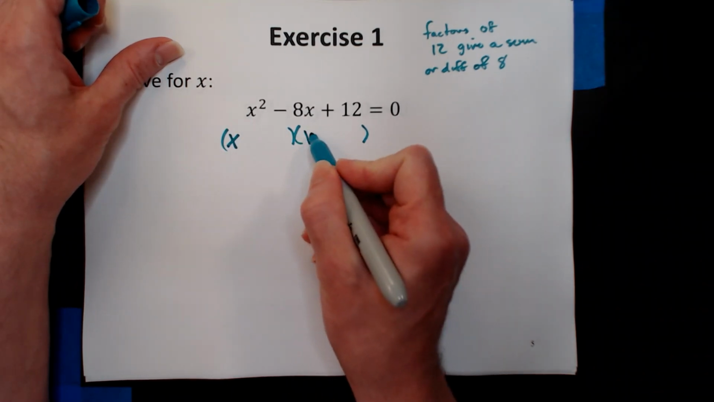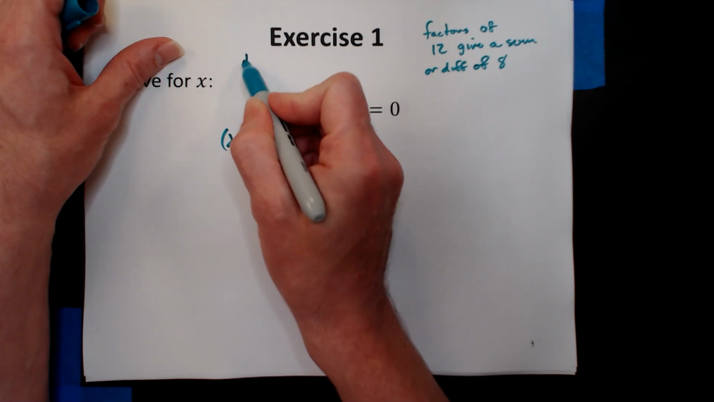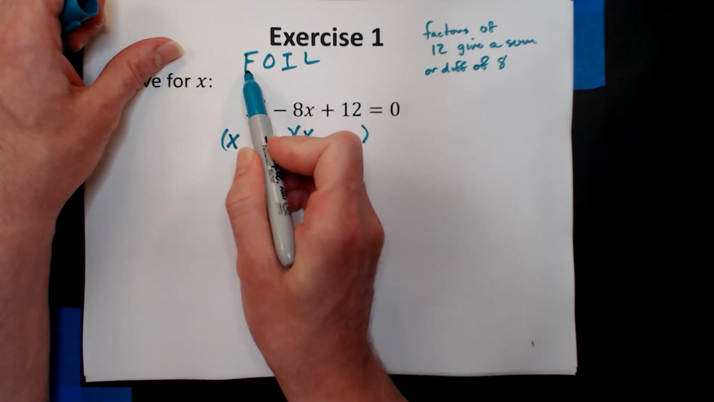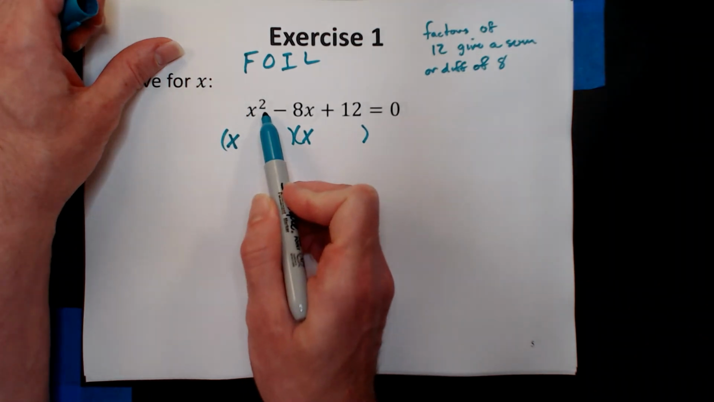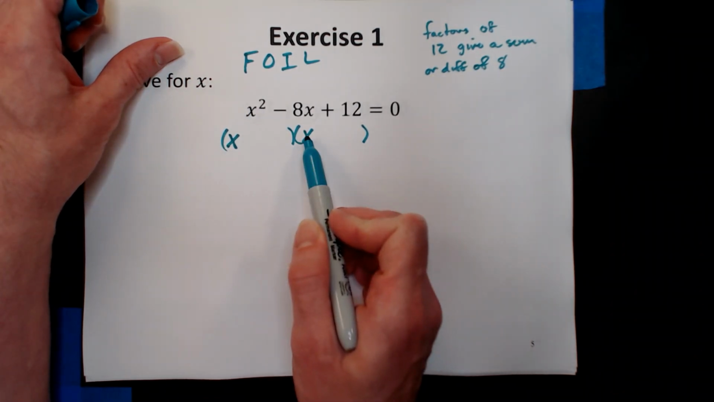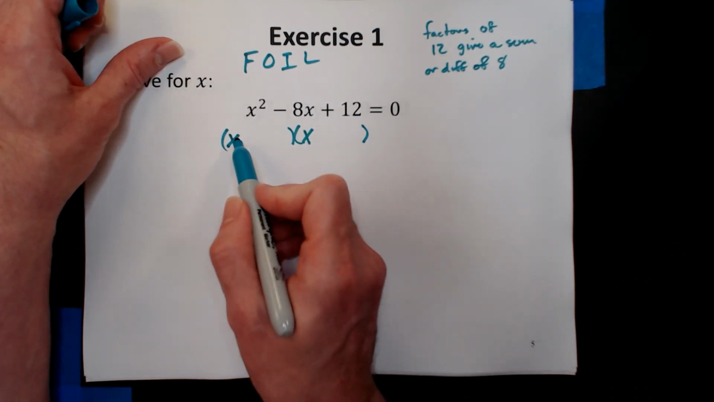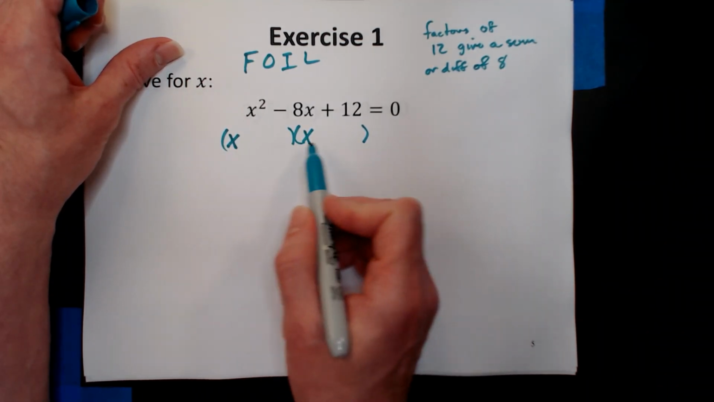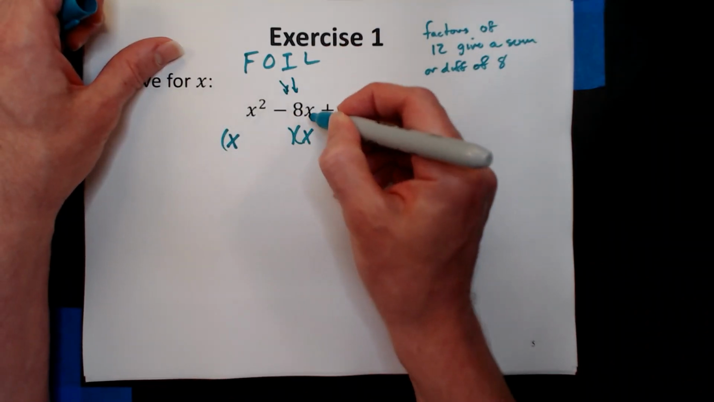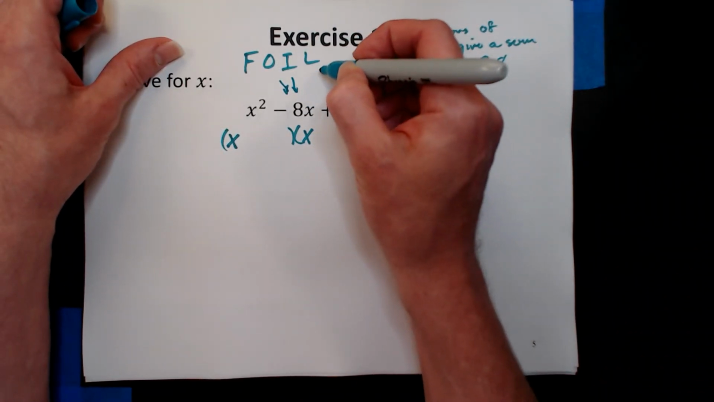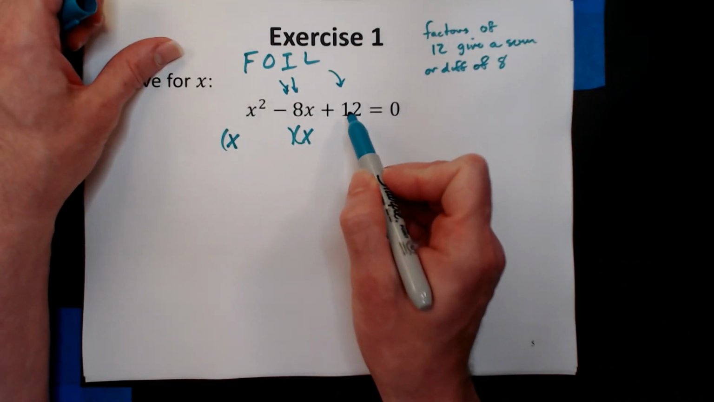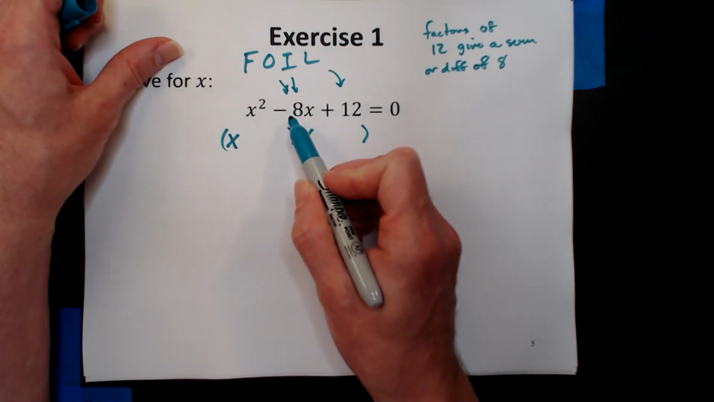We FOILed: first, outer, inner, last. So I'm looking for the first terms that multiply to give me x squared. Well, there's only one way to get x squared, and that's x times x. My outer terms and my inner terms will combine, so this will be my I and my O terms added together. Let's look at the last term. The last term is 12, so I need to figure out what factors of 12 can add or subtract to give me 8.